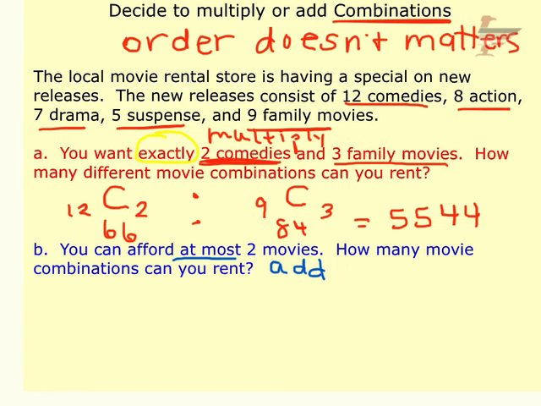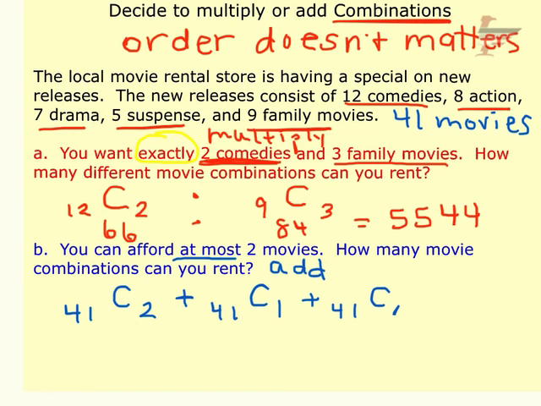So how many movie combinations can you rent? Well, notice it's just 2 movies in general. First of all, I have to go up here, 12 plus 8 plus 7 plus 5 plus 9. I know that I have 41 movies altogether. So I could do 41 choose 2, but that's if I get exactly 2. It's supposed to be at most 2. Or I could do just 1, or I might get none, right? Again, a range of possibilities means take all those possibilities, 2 or 1 or 0 movies, and then add together those combinations.